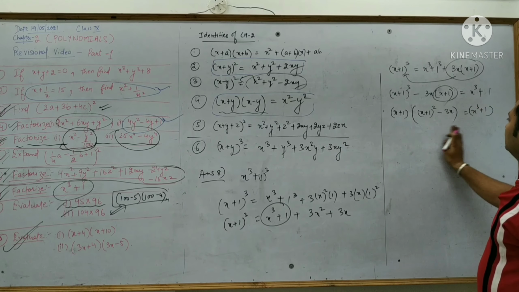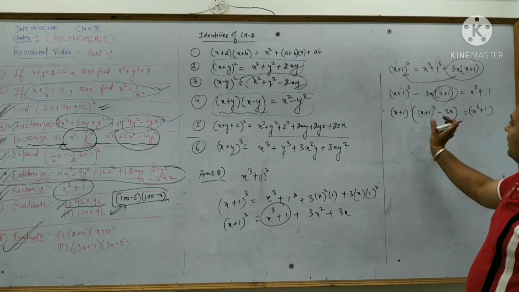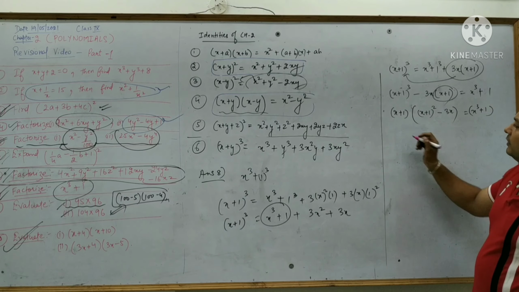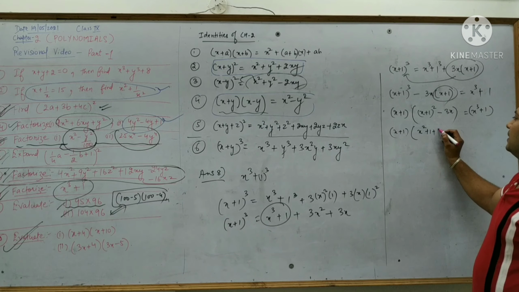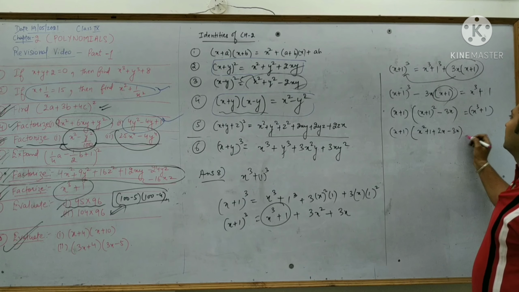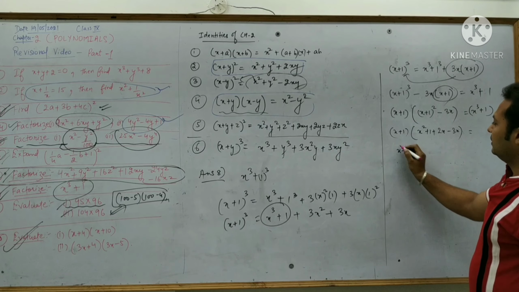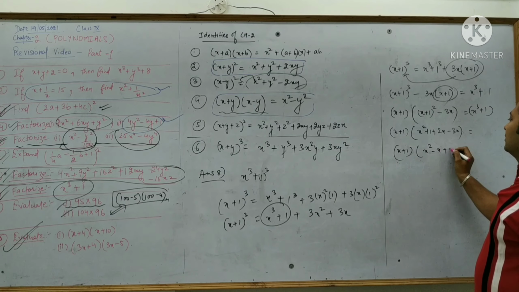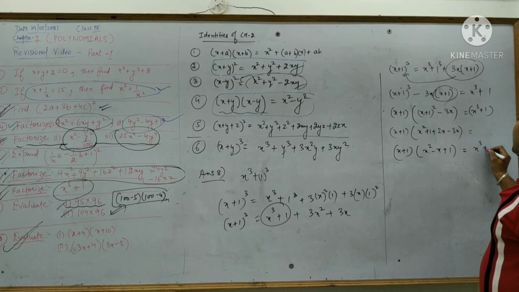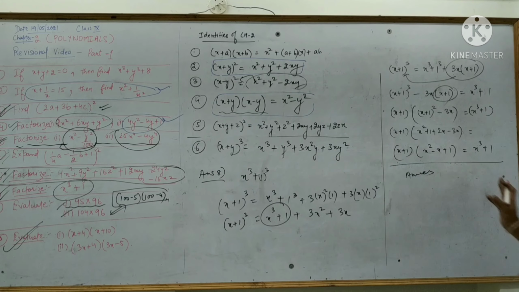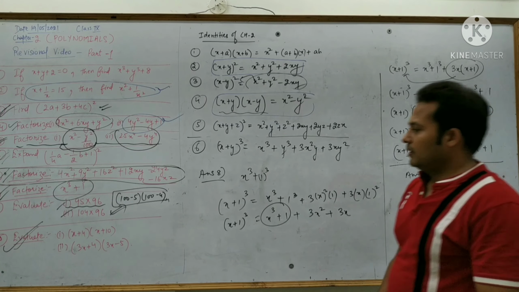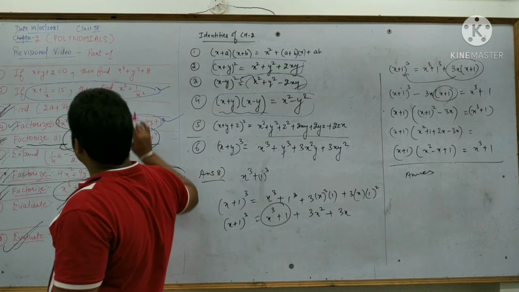Okay, so this would be our answer. If we want to solve it further, we can. x plus 1 into x square plus 1 plus 2x minus 3x, x plus 1 into x square minus x plus 1, it is equals to x cube plus 1 as our answer. Is this clear, children? It is equals to the product of two numbers. Okay, so the last question is this.